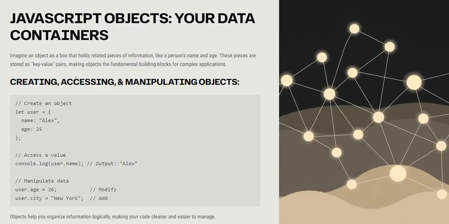JavaScript objects. The first one is objects, your data containers. Imagine an object as a box that holds related pieces of information, like a person's name and age. These pieces are stored as key-value pairs, making objects the fundamental building blocks of complex applications.